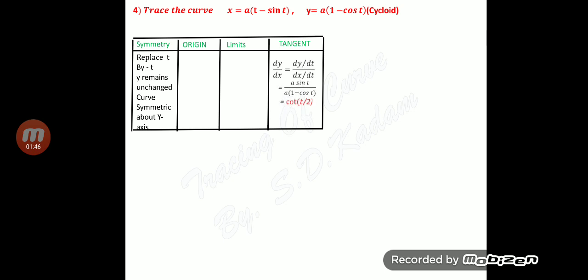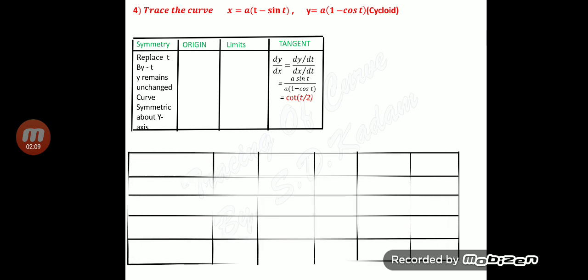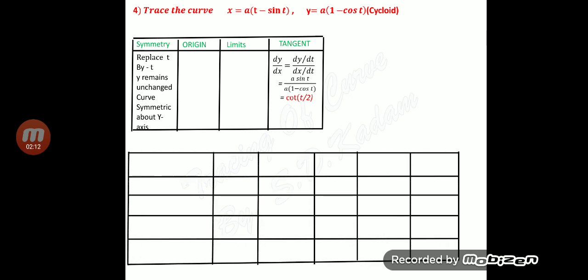We know the value of a tangent, that is dy by dx, and we can find it for parametric functions as dy by dt upon dx by dt. After finding the derivatives, if we take the ratio and after simplification, we get cot of t by 2. Okay, next, now go for the table. The limits and the origin we will get from the table only. At the time of theory, I was explaining that thing.